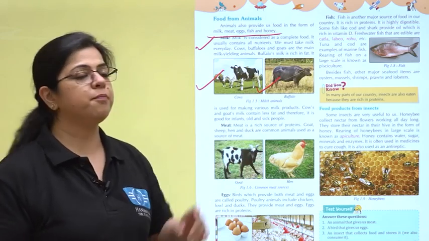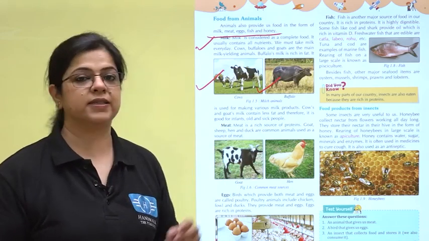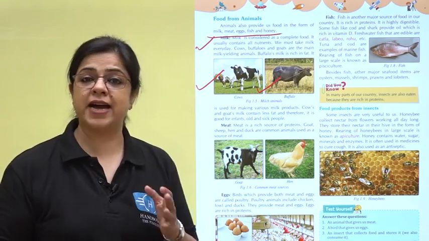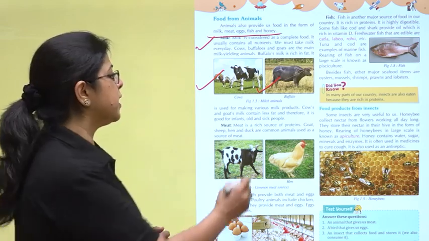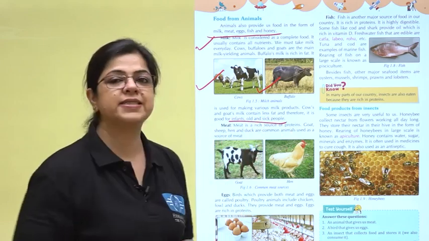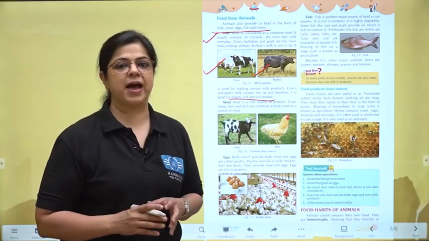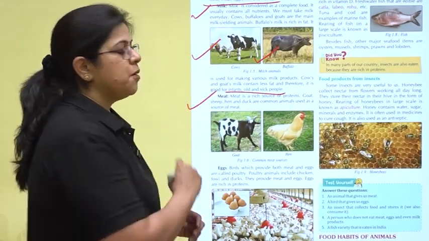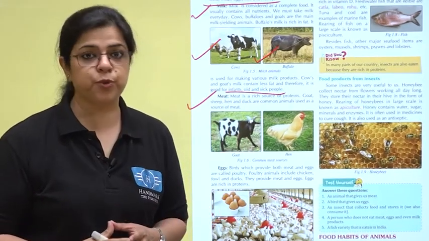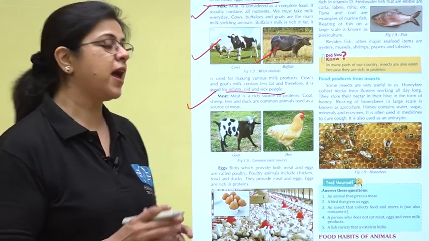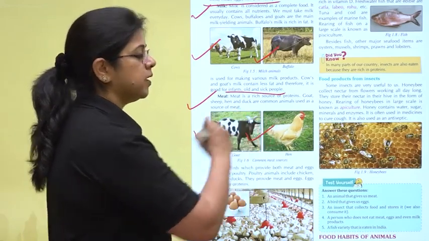The milk from buffalo is richer in fat. The milk from cows and goats is less in fat. That is why it is suitable for infants, old and sick people. The next category of food that we get from animals is meat. Meat is a rich source of protein and we get meat from animals like sheep, hen and goats.